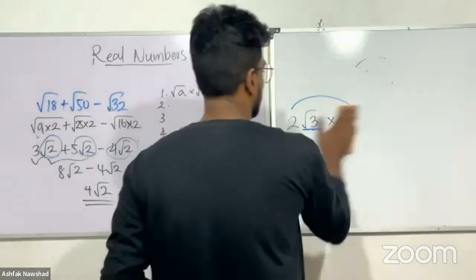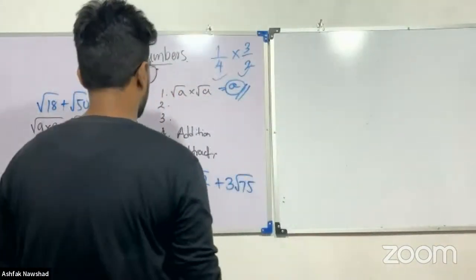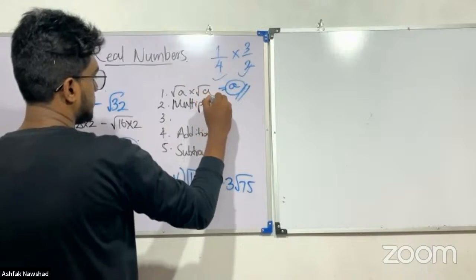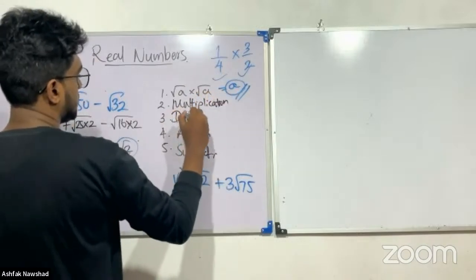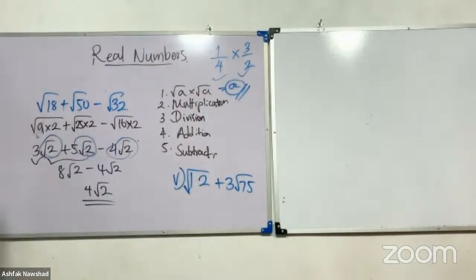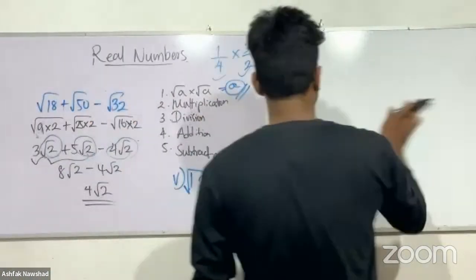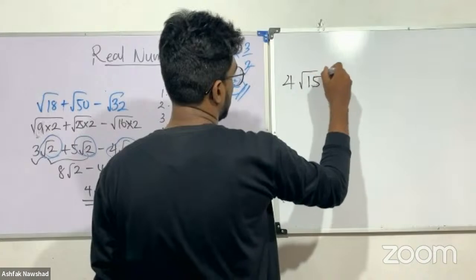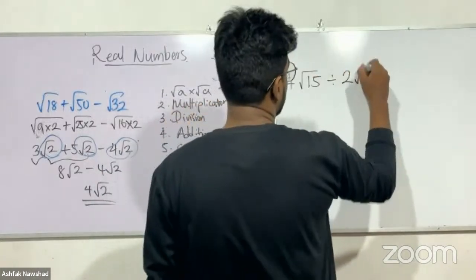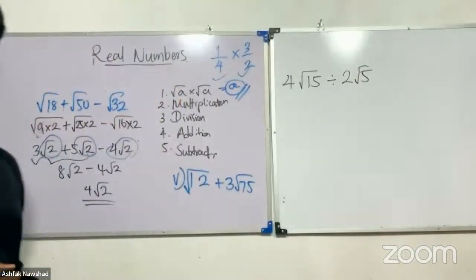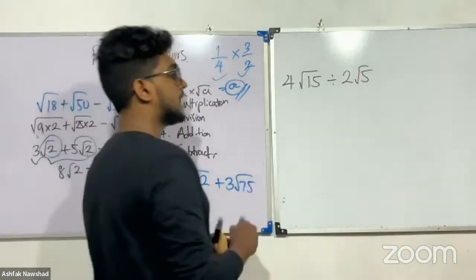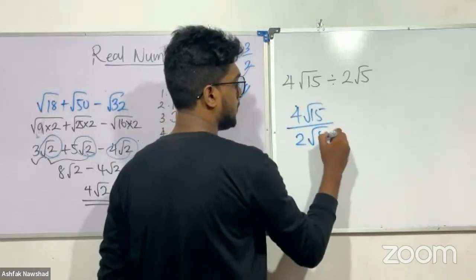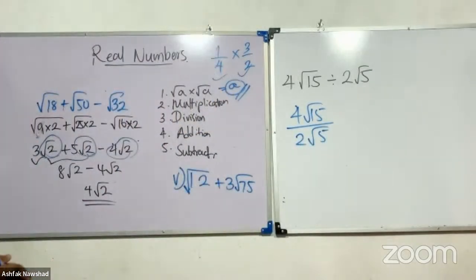Yeah, okay. So these are how they're going to give you multiplication questions. Now let's move on to division, the final operation. I'll just give you some divisions like this. 4 root 15 divided by 2 root 5. So the best way to do divisions is you have to write this as a fraction. 4 root 15 divided by 2 root 5. Right? So this is the easiest way.